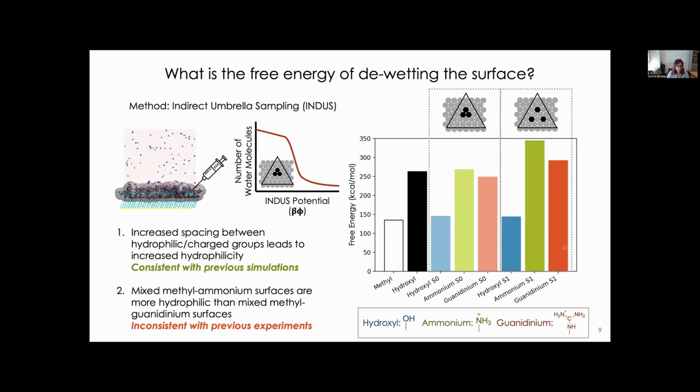And so the take-homes here are really that increased spacing between hydrophilic and charged groups leads to increased hydrophilicity. So we saw overall things got more hydrophilic going from S0 to S1. And this is consistent with those previous simulation results that showed that if we just spread out all of our hydrophilic groups, we're getting more hydrophilic surfaces. But we also saw that mixed methyl ammonium surfaces are more hydrophilic than methyl guanidinium surfaces. So this was actually the opposite order from what we saw with previous experiments, which showed that the guanidinium surfaces were more hydrophilic.